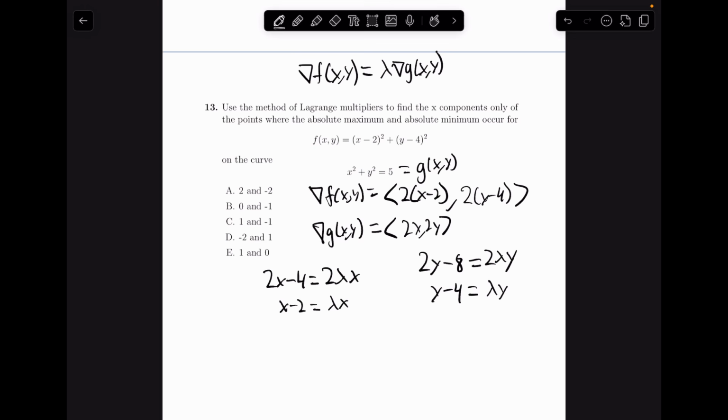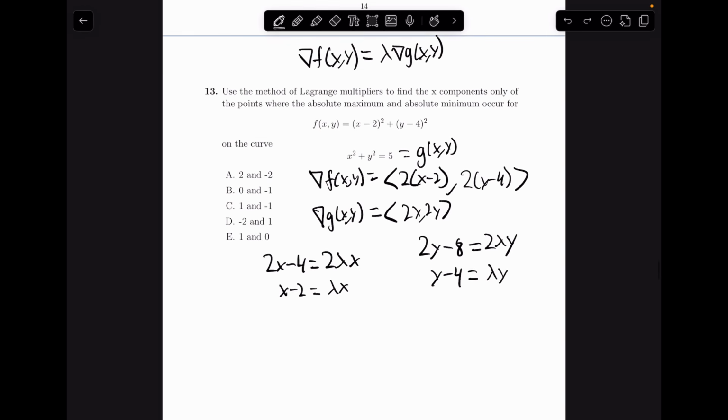And if we remember, we can always use our g, or that constraint function, to solve whatever we want. I find it's easiest just to solve for x and y and plug into that curve or that equation and then find the values of lambda. And then we can back out the values of x that way. So let's go ahead and do that.